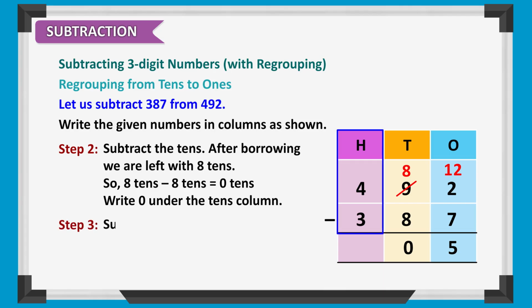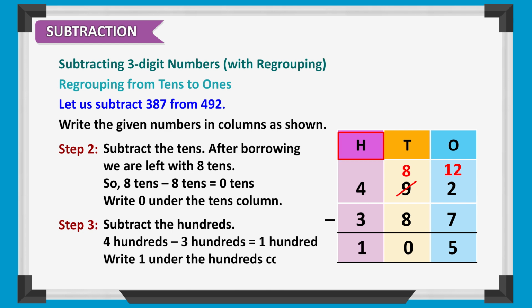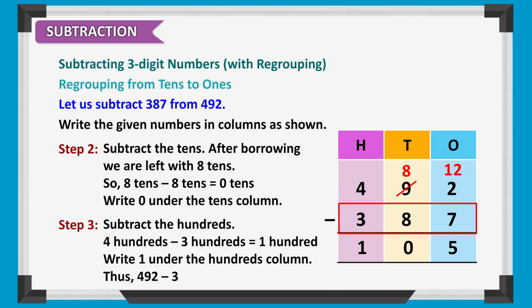Step 3. Subtract the hundreds. 4 hundreds minus 3 hundreds is equal to 1 hundred. Write 1 under the hundreds column. Thus, 492 minus 387 is equal to 105.